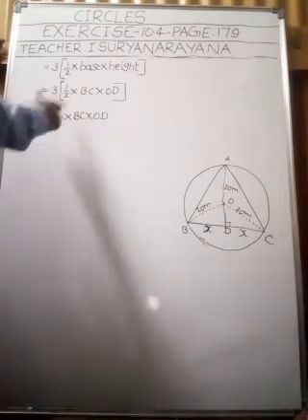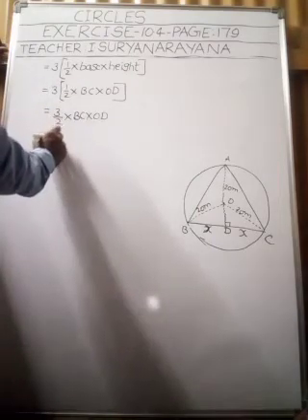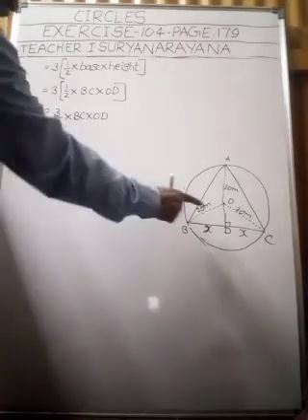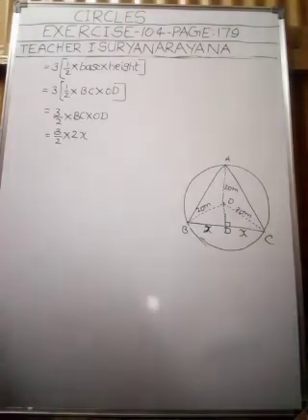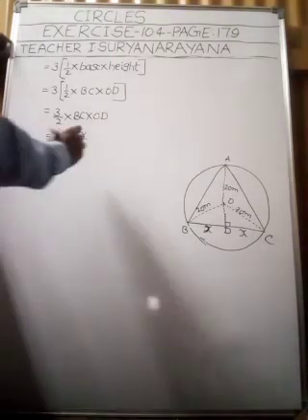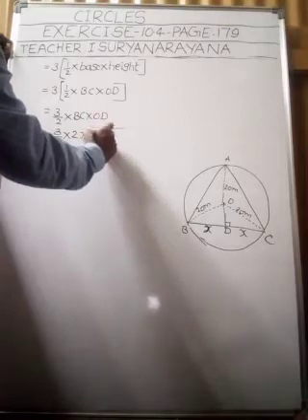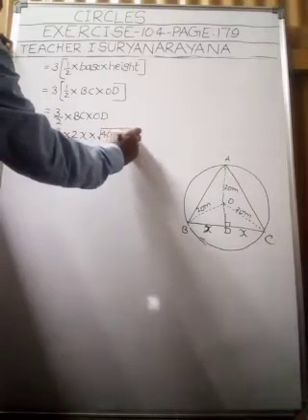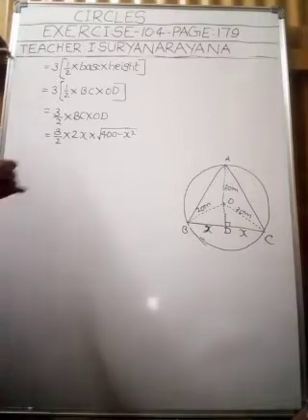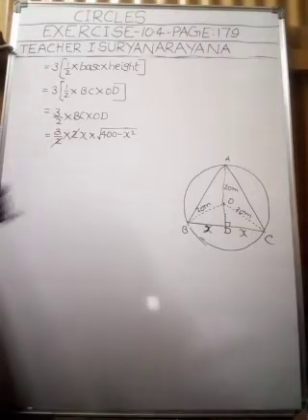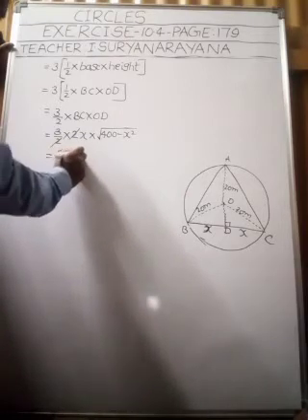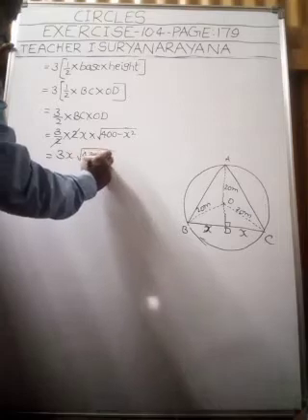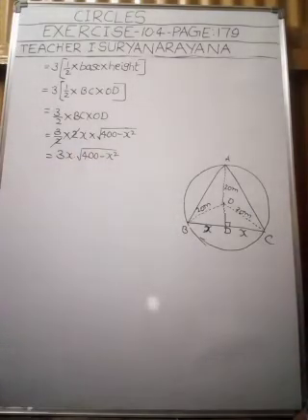Okay, my children, by multiplying this, we get like this. Understood this step, my children? 3 by 2 into what is the base here? 2x. X plus x. Okay, my children, 2x. Length of the line segment BC is 2x into OD. What did you get here for OD? Root of 400 minus x square. Yes or no, my children? Right. Here 2 gets cancelled. Then what do you get? 3x into root of 400 minus x square.